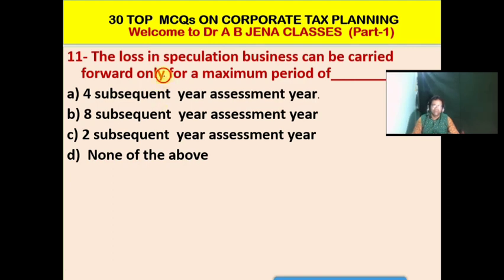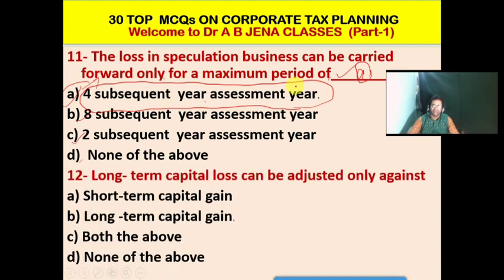So next MCQ. The loss in speculation business can be carried forward only for a maximum period of how many years? A. 4 subsequent assessment years, B. 4 subsequent assessment years, C. 2 subsequent assessment years, D. None of the above. Friends, A is the right option. The loss in speculation business can be carried forward only for 4 subsequent assessment years. So A is the right option for this MCQ.